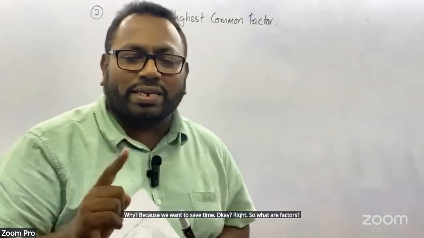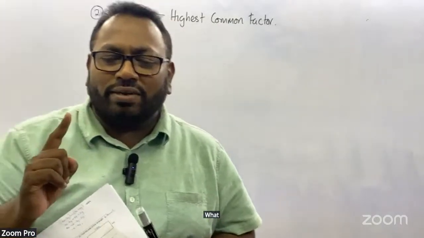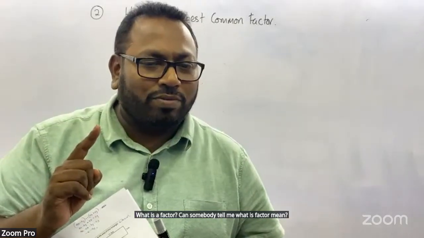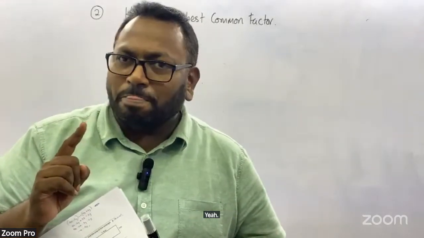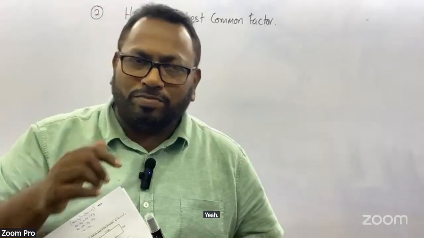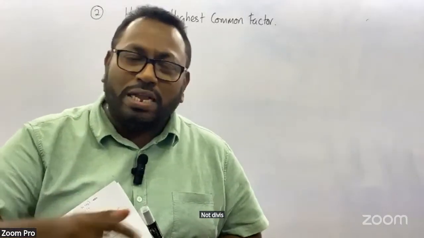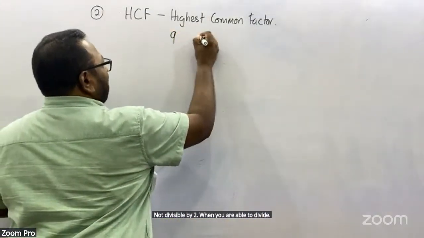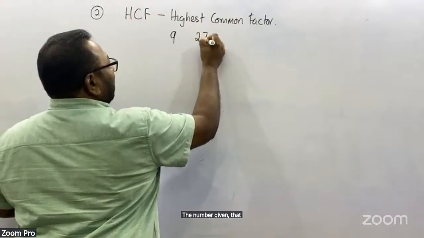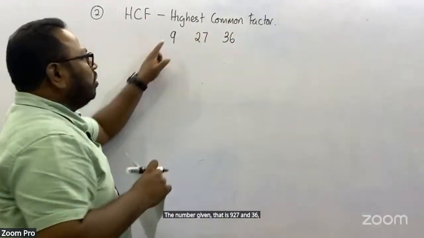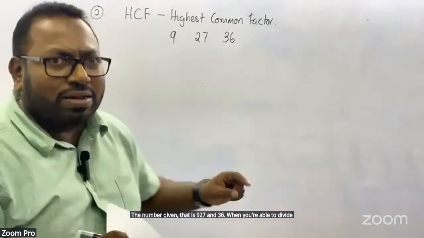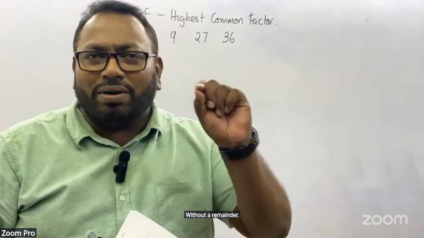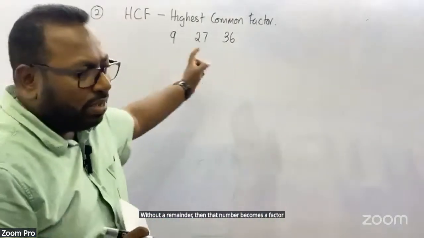Now, what is a factor? Can somebody tell me what factor means? When you are able to divide the given number, that is 9, 27 and 36, by any number without a remainder, then that number becomes a factor of this particular number.